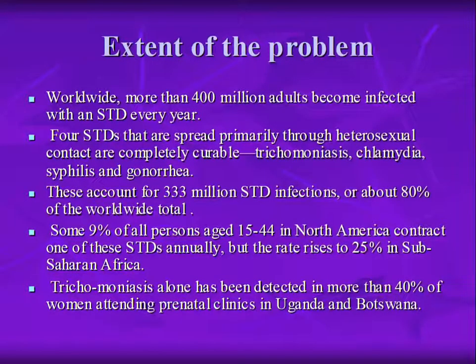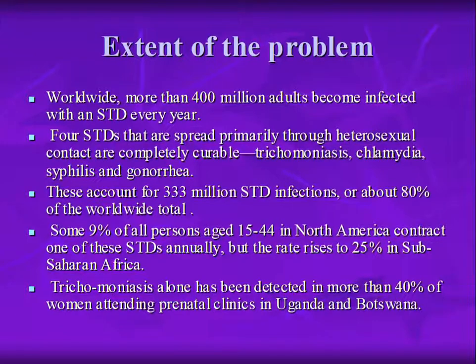The extent of the problem is worldwide: more than 400 million adults become infected with sexually transmitted diseases every year. Four STDs that are spread primarily through heterosexual contact are completely curable. They are Trichomonas vaginalis, Chlamydia trachomatis, syphilis, and gonorrhea. These four diseases are completely curable, and they account for 333 million STD infections, about 80% of the worldwide total.